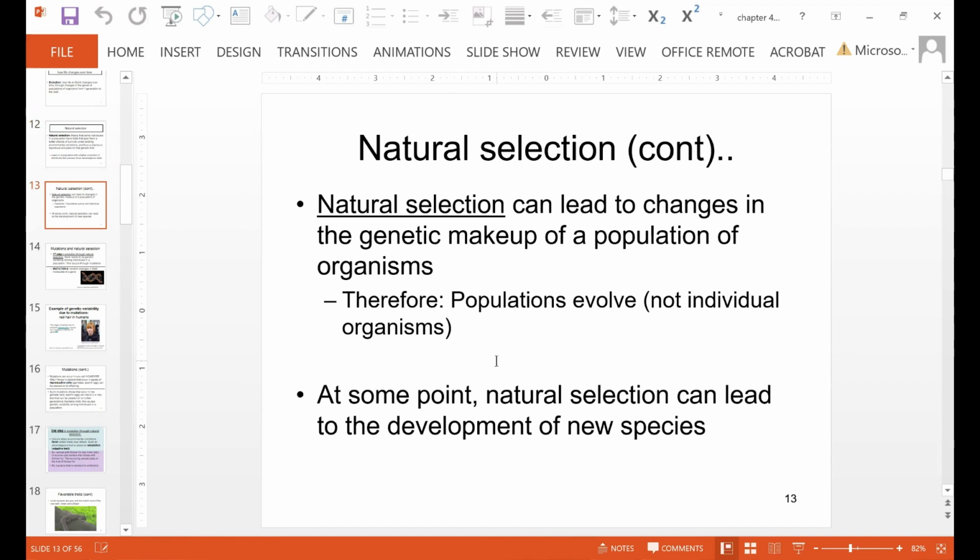Natural selection can lead to changes in the genetic makeup of a population of organisms. Therefore, populations evolve, not individual organisms. And at some point, natural selection can lead to the development of new species.